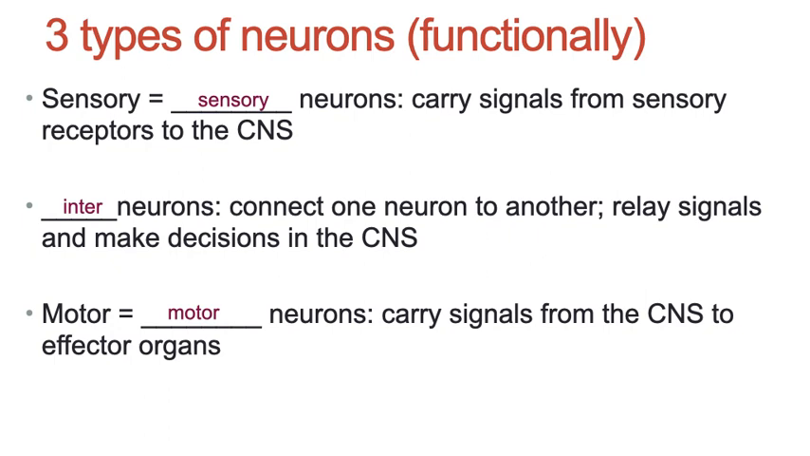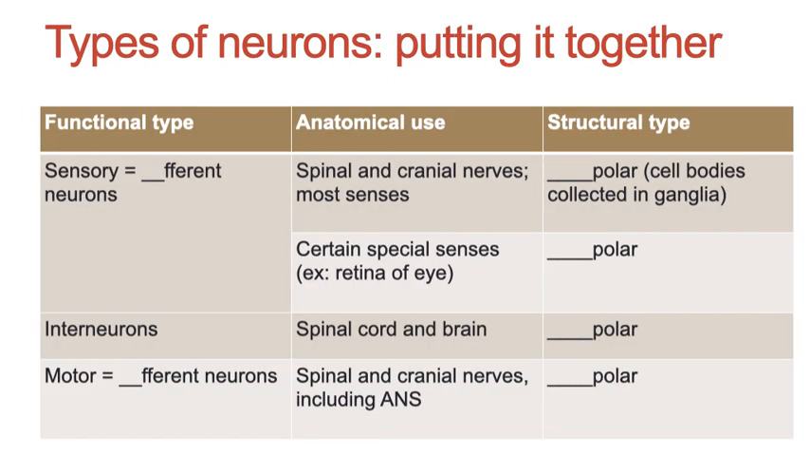We're going to discuss these three types of neurons when we talk about the spinal cord and the nerves later in this presentation. So keep these in mind as we move forward. Okay, so let's pause right here and put all this information together that we've already discussed. Let's talk about functional, anatomical, and structural types of neurons.